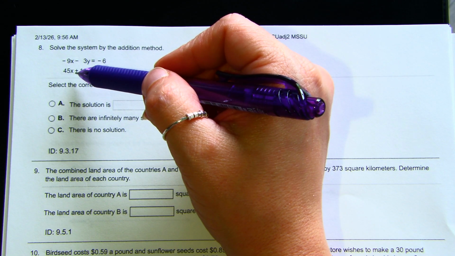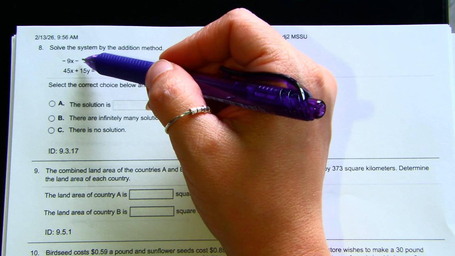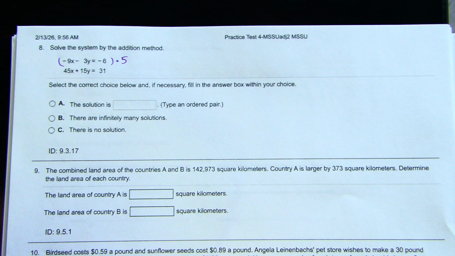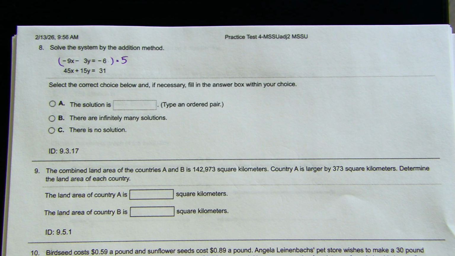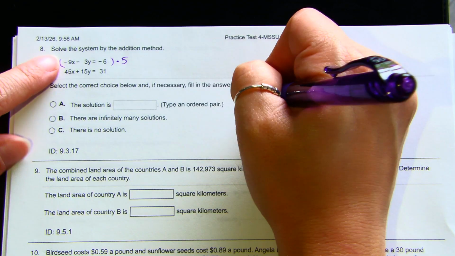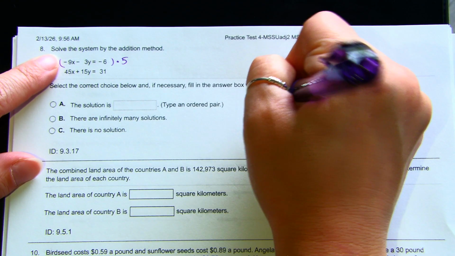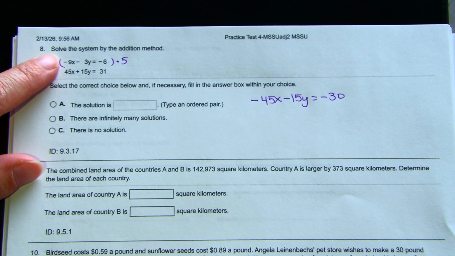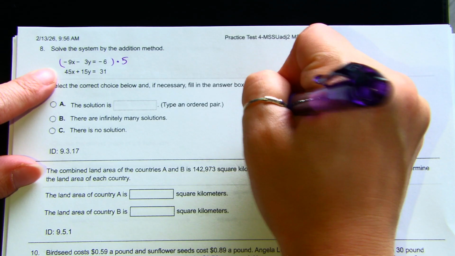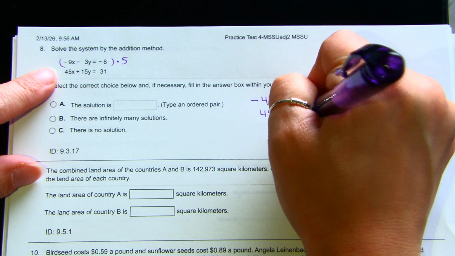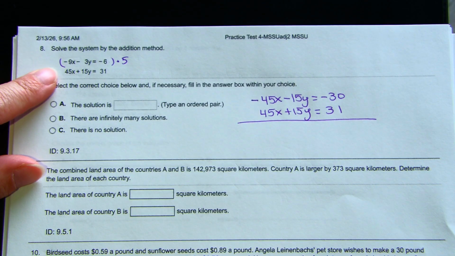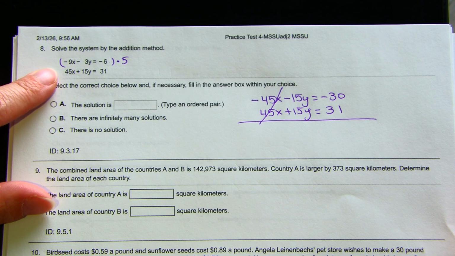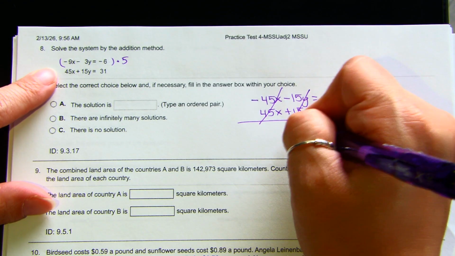So I'm going to multiply the whole top equation by 5 so that I have negative 45x minus 15y equals a negative 30. The bottom equation stays exactly as it is. I'm just rewriting it because I had to move it over here. And then I do my addition. Negative 45x, positive 45x, those go away. A negative 15y and a positive 15y, oh, those go away as well, so I'm left with 0 on the left side. Negative 30 plus 31 gives me a 1. 0 equals 1? I don't think so. So that means there is no solution.